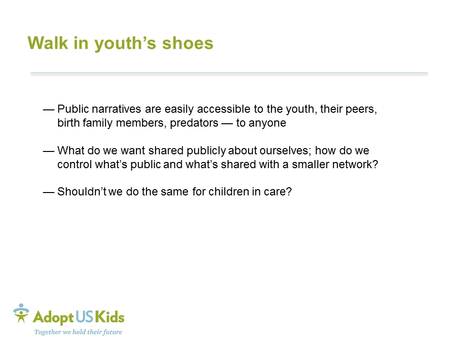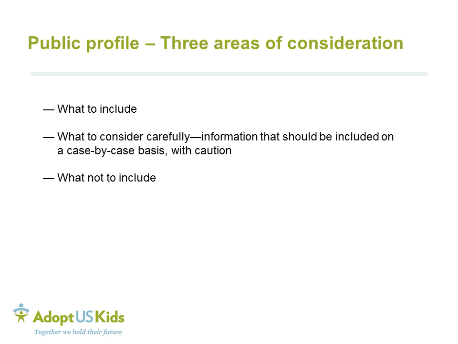So first I'm going to talk about the public profile. And as we went through this, we found there were 3 different areas that we highlighted, and we called that what to include, what to consider carefully, and what not to include. And when our work group was doing this, we called these the green light, yellow light, and red light items. And they really helped us decide whether this is something that should be in a public profile or not.